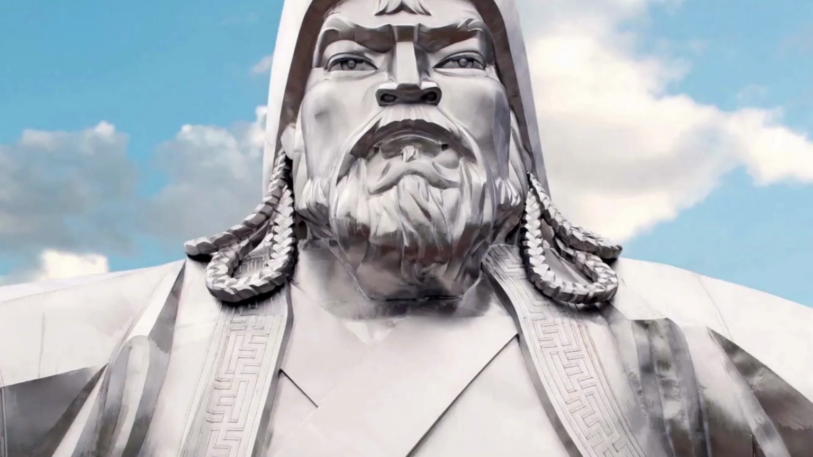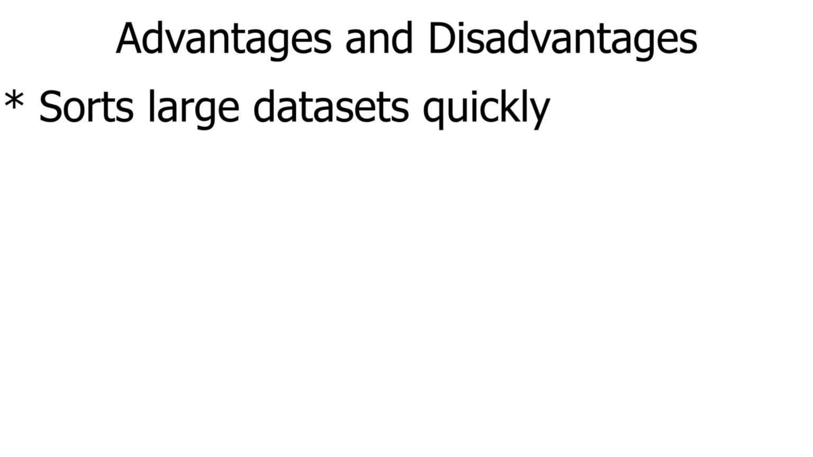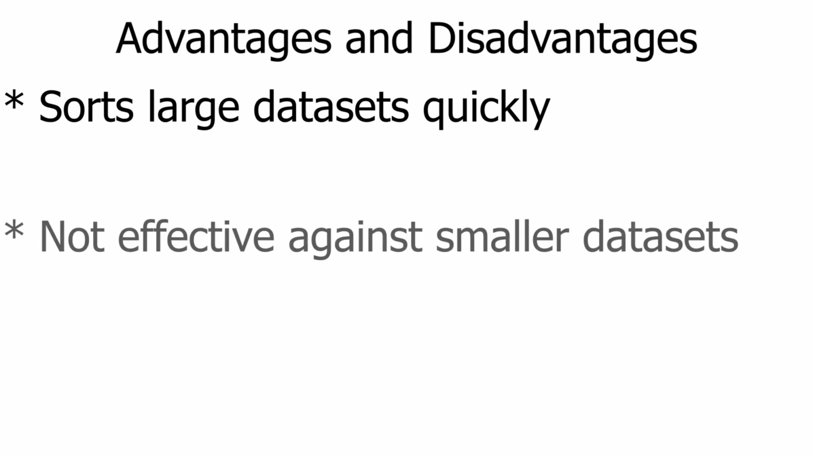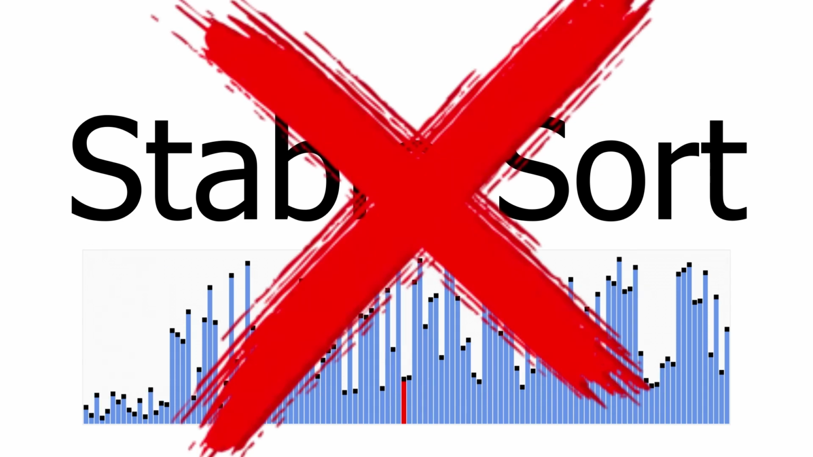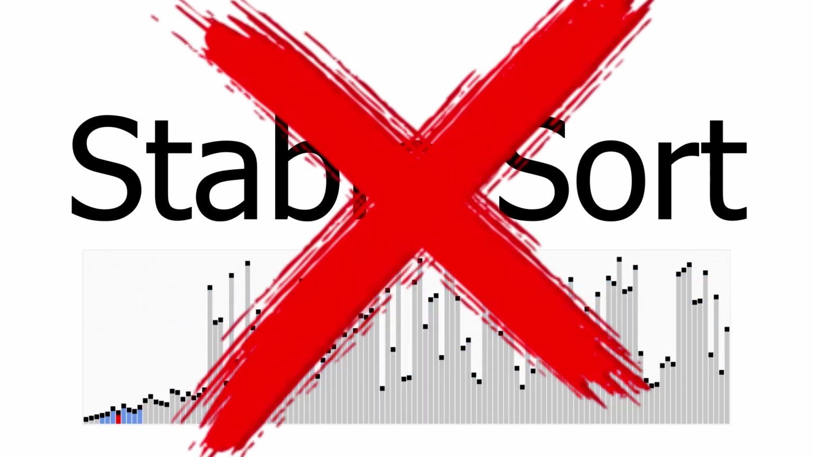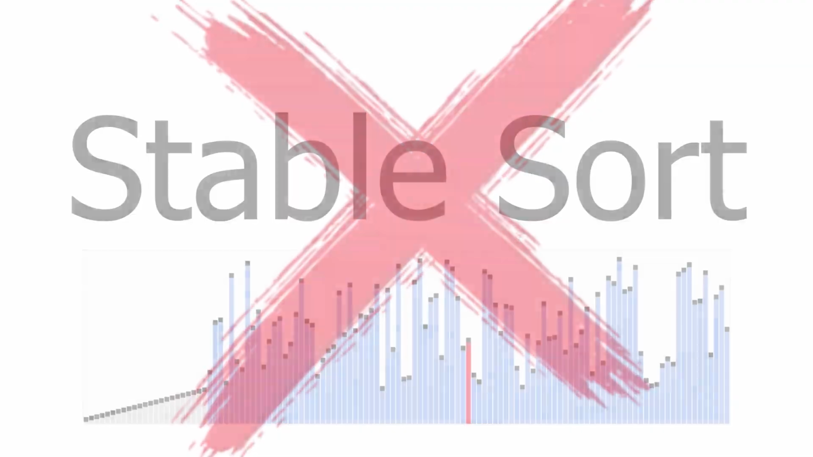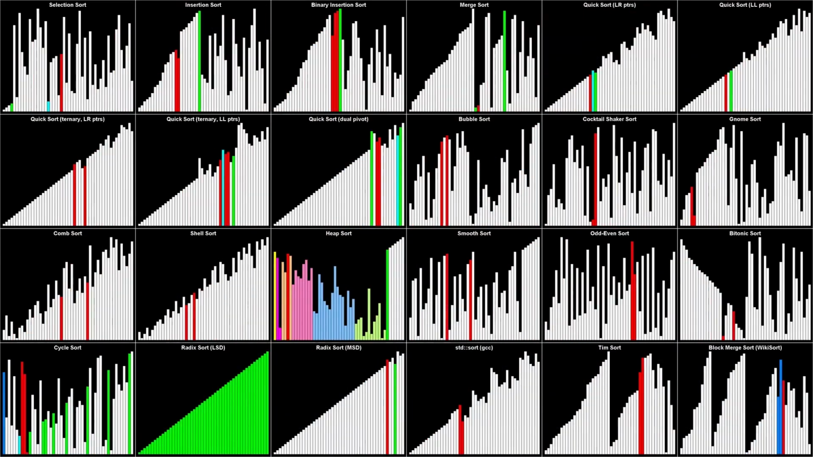With our divide and conquer strategy, it makes quick work of large datasets, but it is not effective against smaller datasets. And with only needing two pointers to function, it needs a small amount of memory to function. Due to how we're swapping our items, it means this is not a stable sort, so any equal items may have their positions swapped. And that's all our algorithms explained.